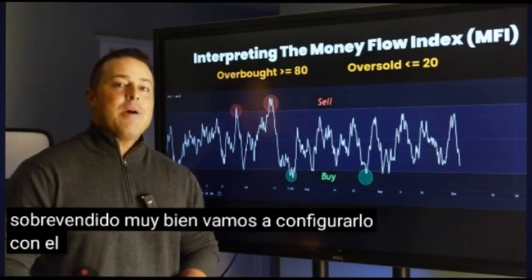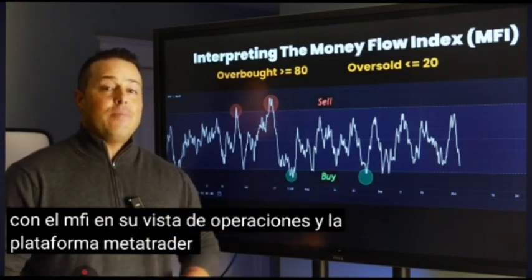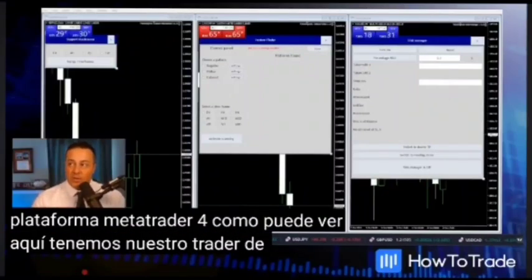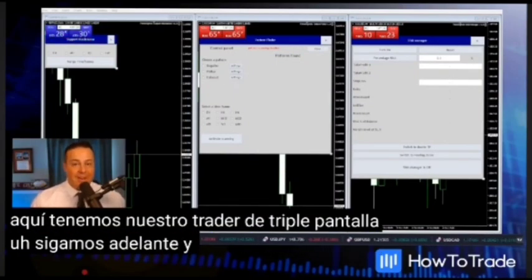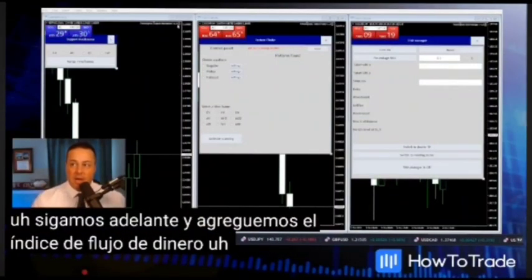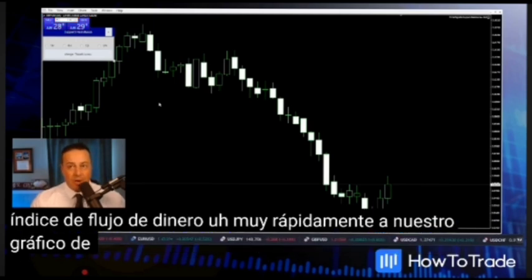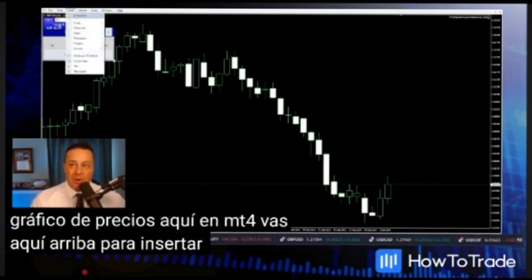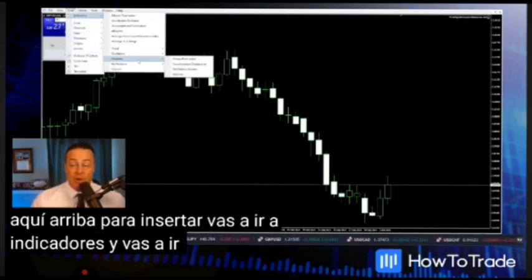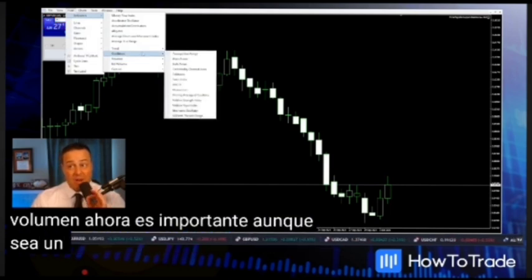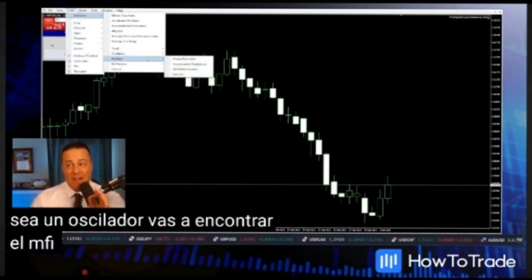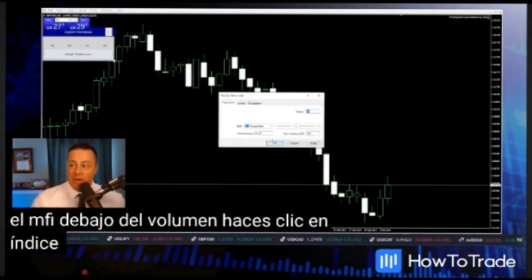All right, let's get you set up with the MFI on your TradingView and MetaTrader 4 platform. So you can see right here, we have our triple screen trader. Let's go ahead and add the money flow index very quickly to our pricing chart here in MT4. You go right up here to insert, you're gonna go to indicators, and you're gonna go to volume. Now it's important, even though it's an oscillator, you're gonna find the MFI under volume. You click on money flow index.